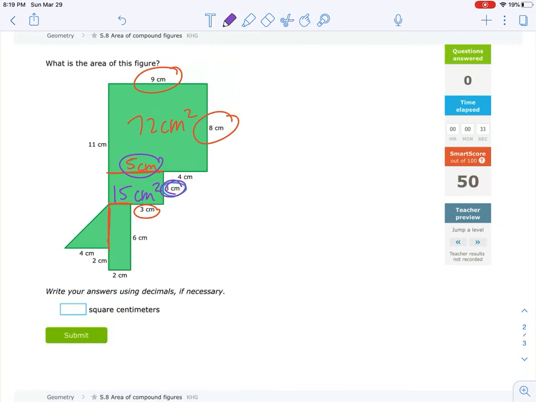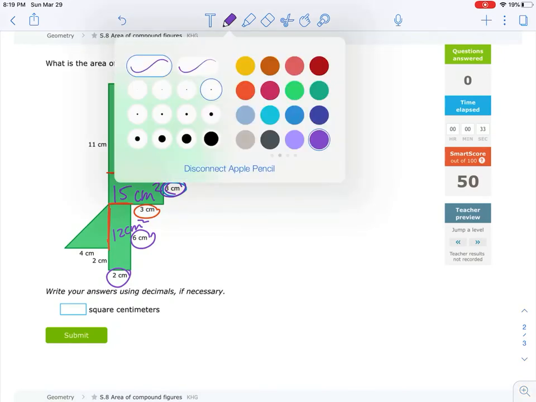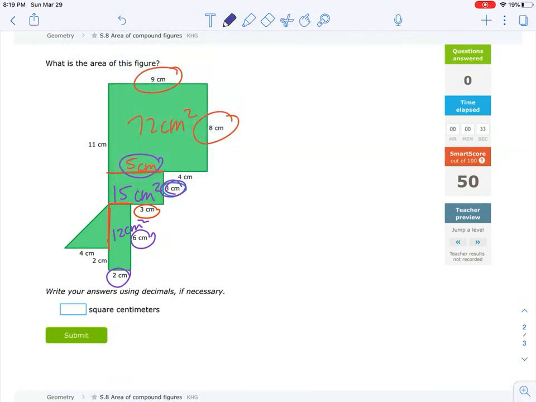For the last rectangle we have a width of 2 centimeters, a length of 6 centimeters. 2 times 6 is 12 centimeters squared. Then for the triangle, a little bit different formula. No longer length times width, it's 1/2 base times height.